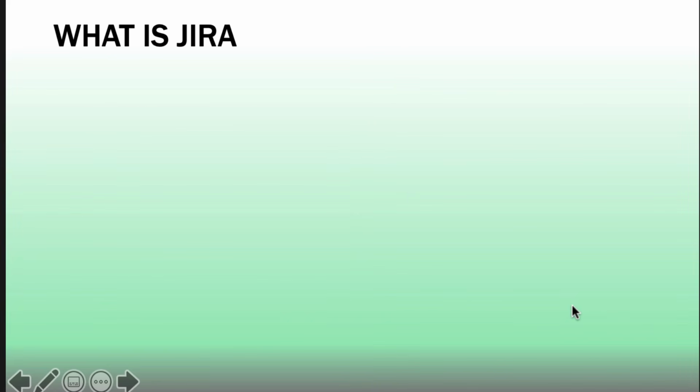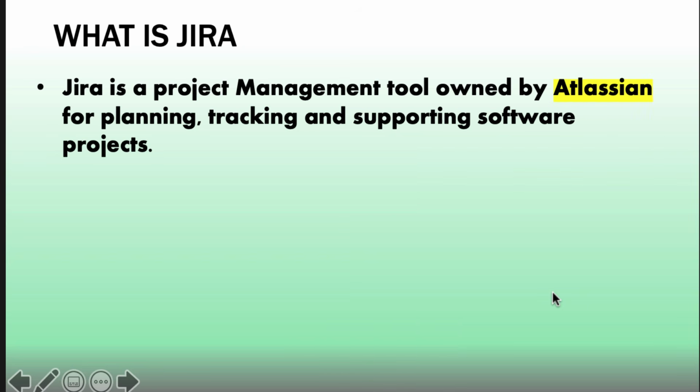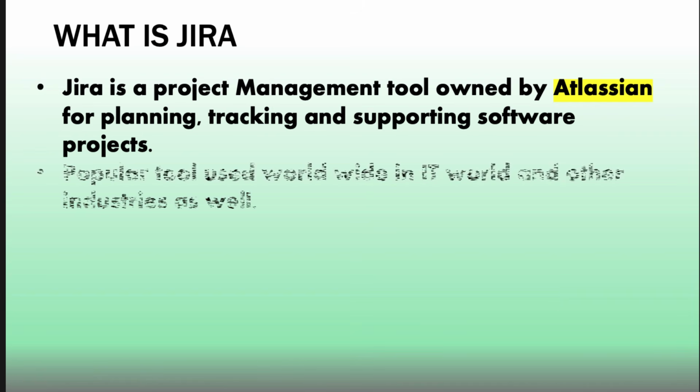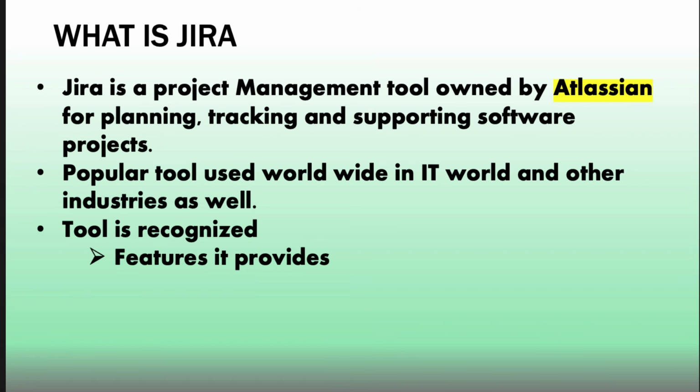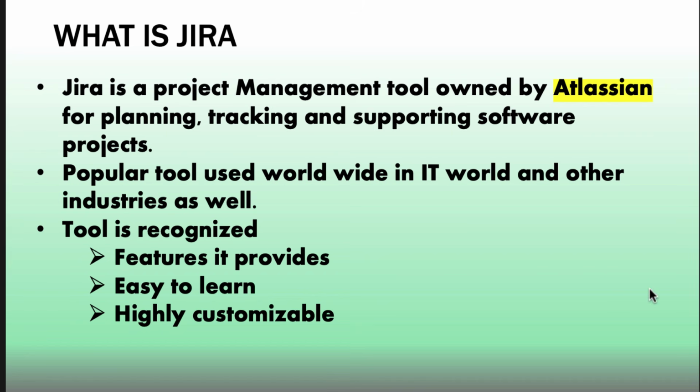So, what is Jira? Jira is a project management tool owned by Atlassian for planning, tracking, and supporting software projects. Jira these days is the most popular tool used worldwide in IT industry and other industries as well. I have used a lot of project management tools including Jira, and I believe that Jira deserves this fame because of the feature it provides. It is easy to learn, is highly customizable, and the teams can use it as per their needs.